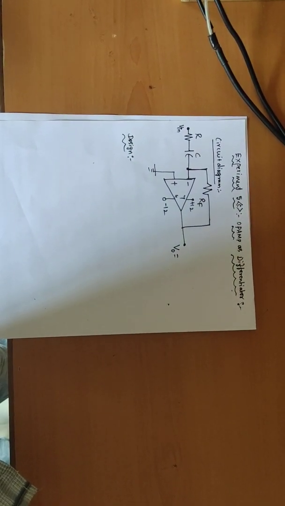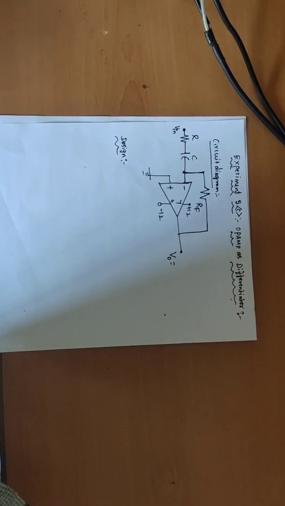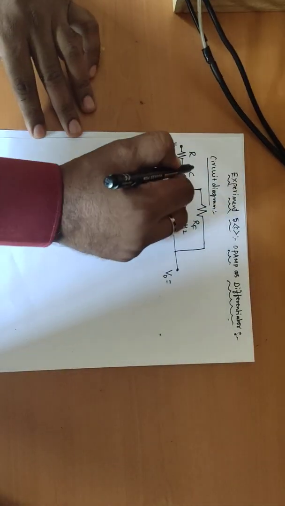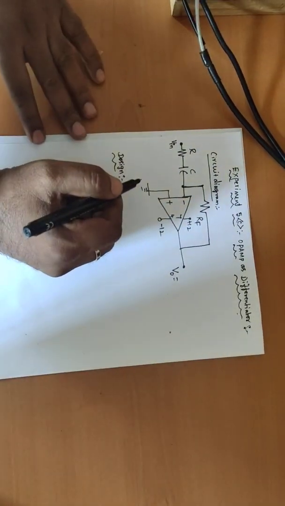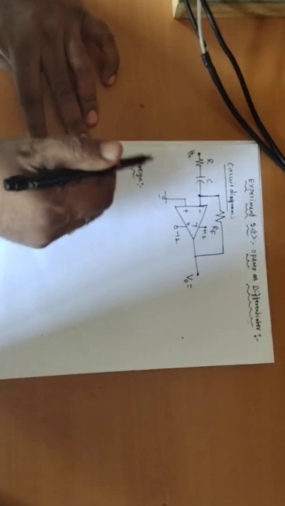In this lecture video, we are going to demonstrate the working of op-amp as a differentiator. The differentiator circuit consists of one feedback resistor RF, one capacitor C, and one additional input resistor R. Now let us design the differentiator circuit.